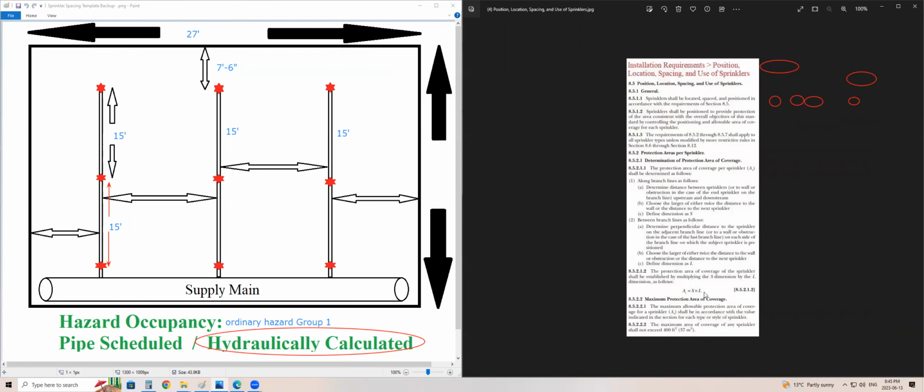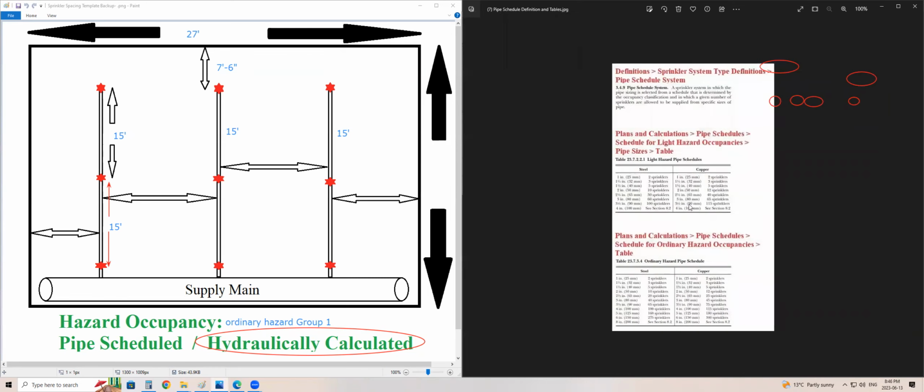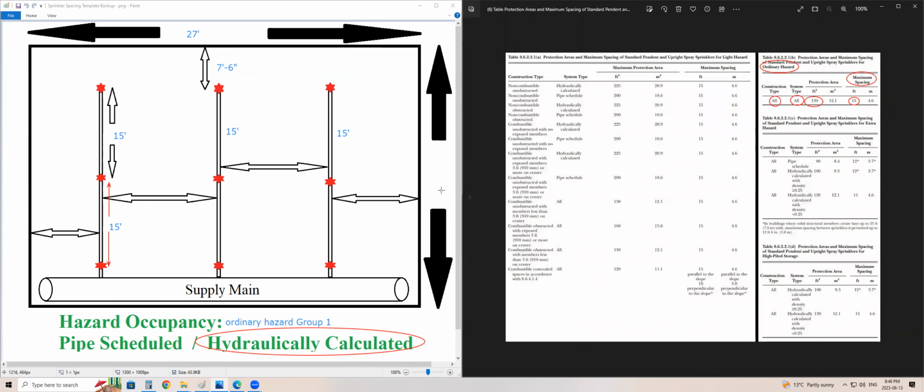Is it our S or our L? It doesn't really matter. We just know it's S and L. Along the branch line, if we want to get technical, this 15 feet is equal to our S. It's along the branch line. And then L is between. Well, there we go, we're back where we were. So yeah, 8'8", and I said this was 27 feet.